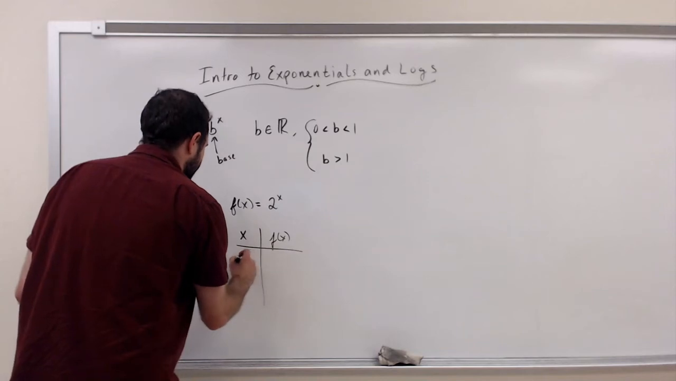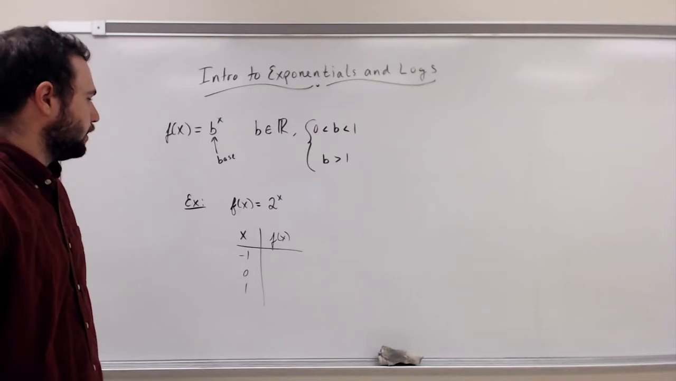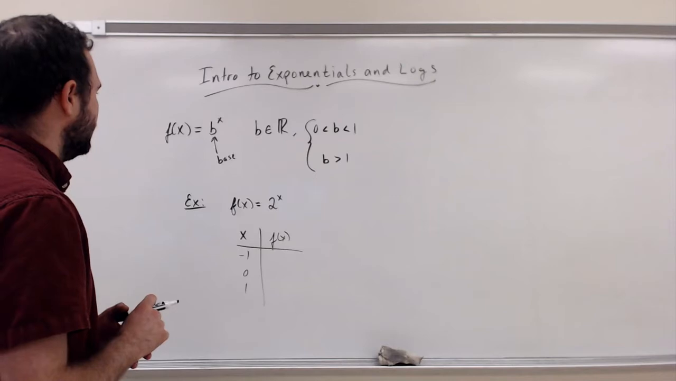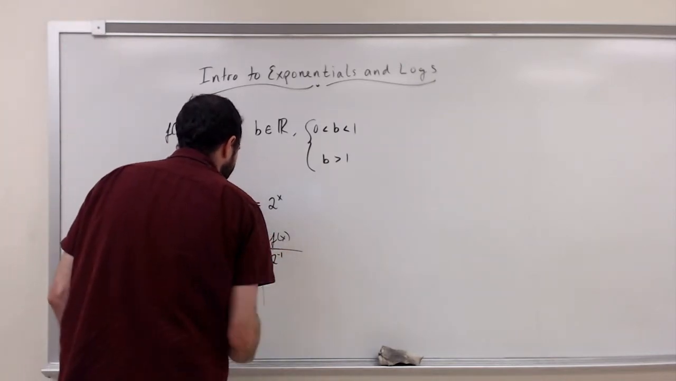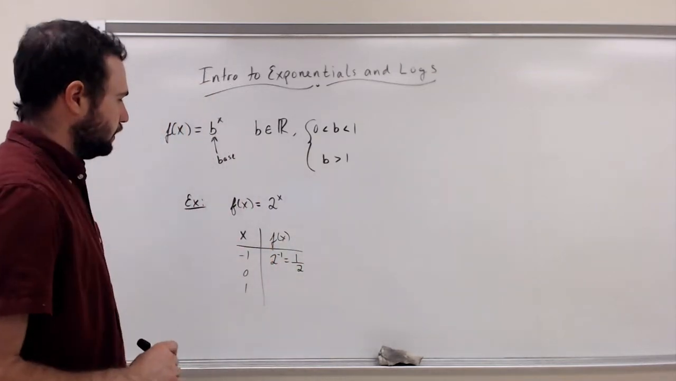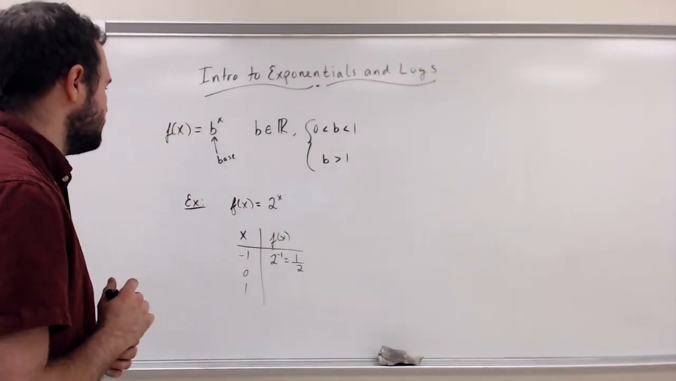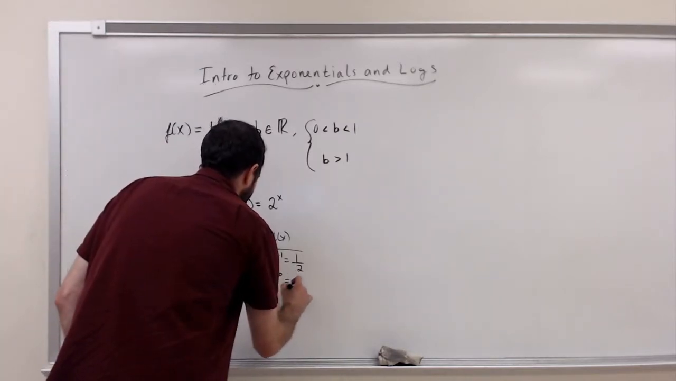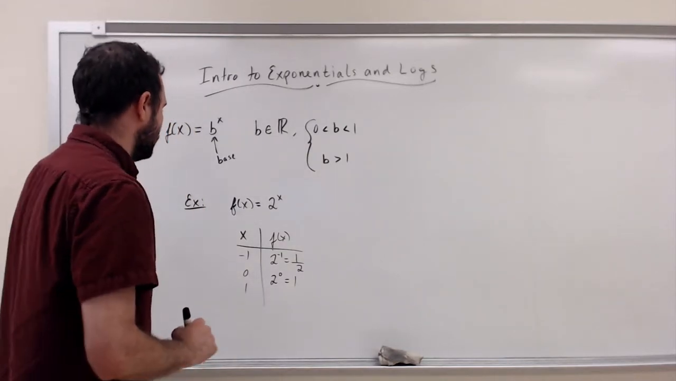Again, let's plug in some numbers. These are just kind of the standard ones I go with. You probably want to plug in more to get a better idea of what's going on, but for me, these are usually good enough. Plug in -1. We get 2 to the -1, which is just 1/2. If you remember your exponent rules, any negative exponent will reciprocate the number. Plug in 0, we get 2 to the 0, which is 1, because anything at the 0th power is 1. And then plug in 1 and we'll get 2.